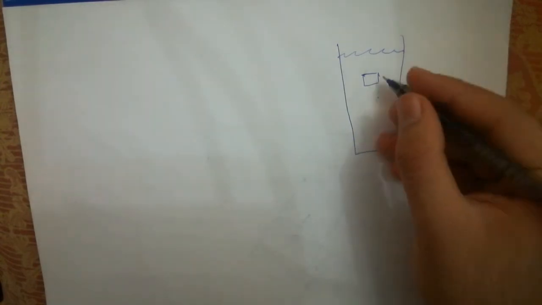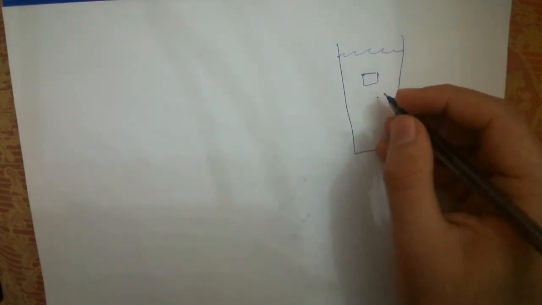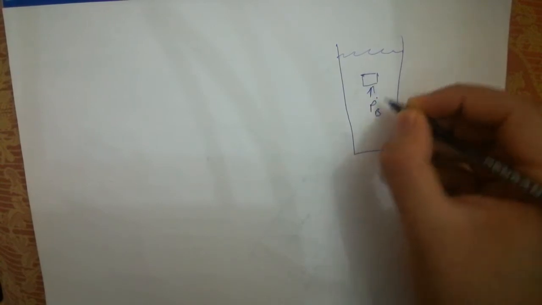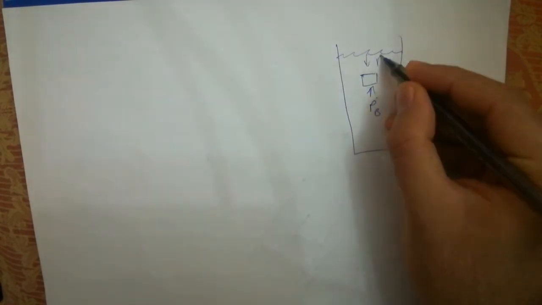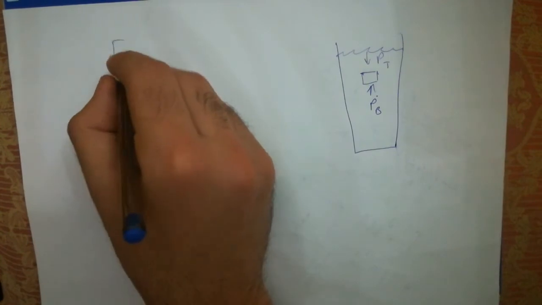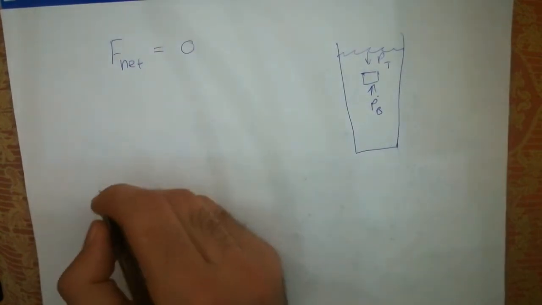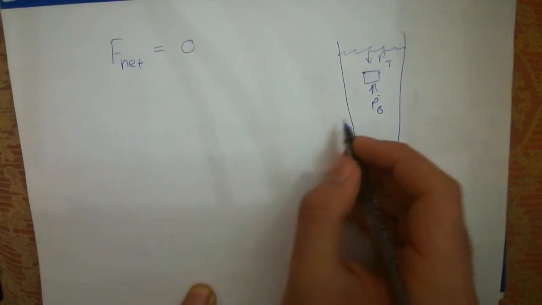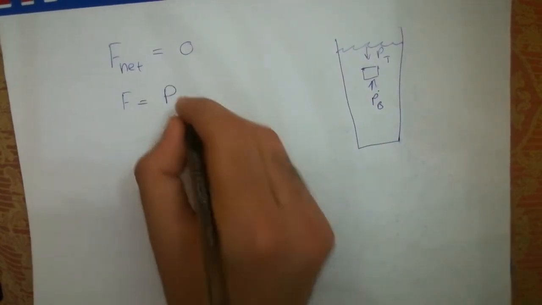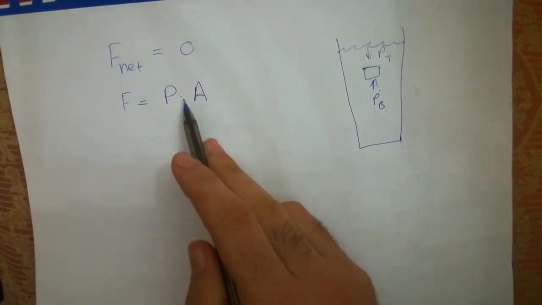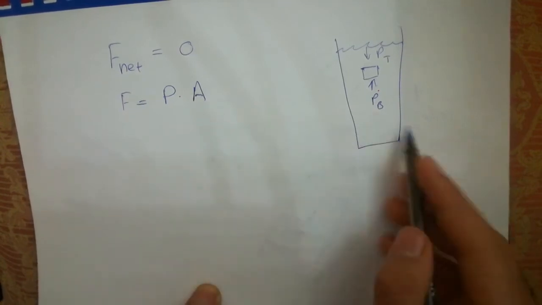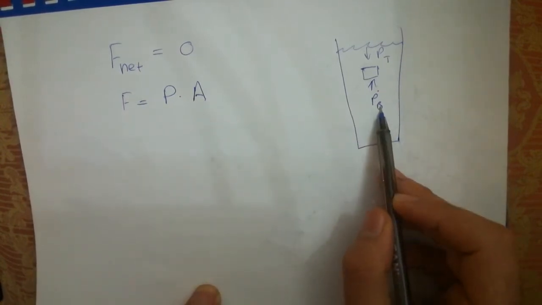Because we have force, we have pressure. So we have a pressure acting on the bottom and a pressure acting on the top. Now that we know that F net is zero, what is the force? The force equals pressure times area, because pressure equals force divided by area. So what is the total pressure? The total pressure is the pressure from the bottom minus the pressure at the top.